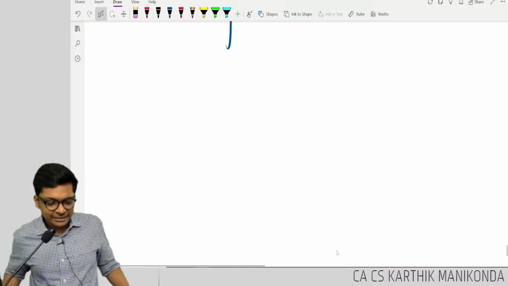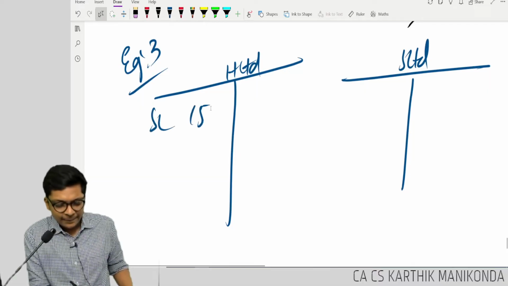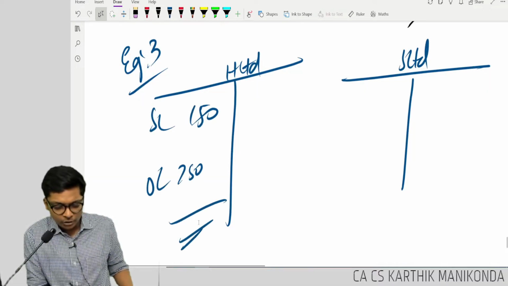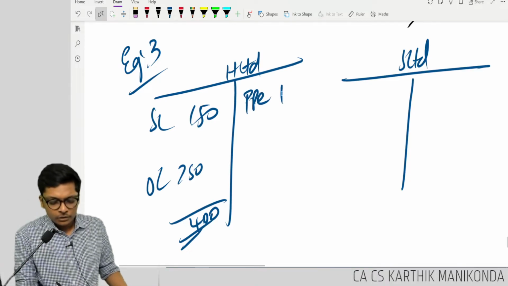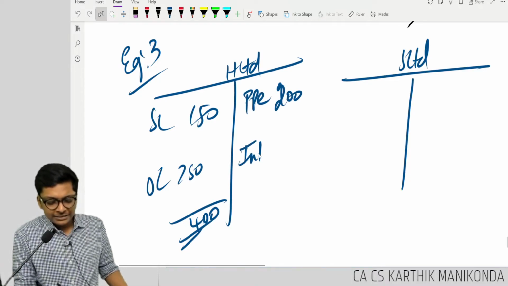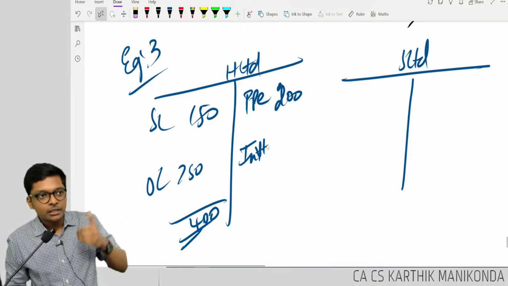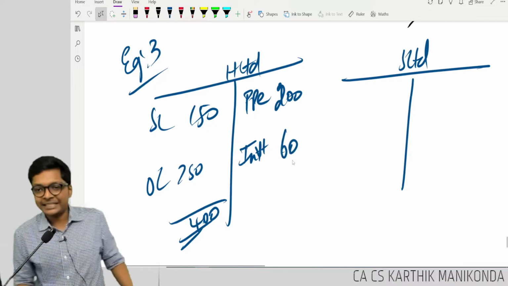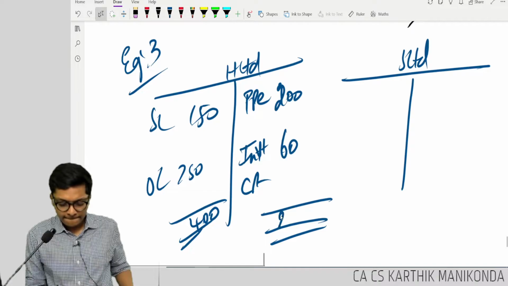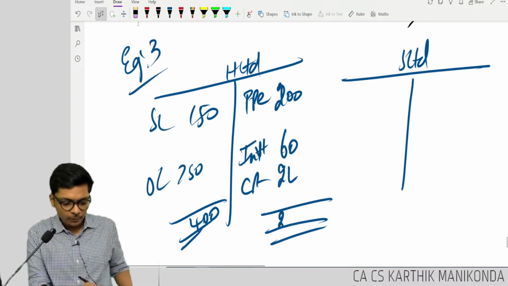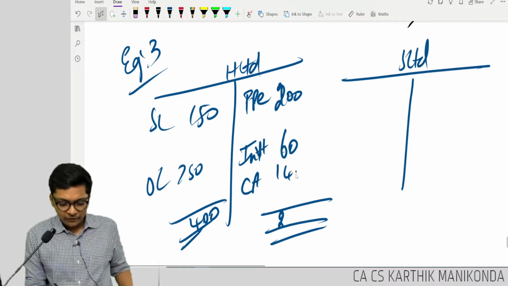Let me do the last example, example 3. This you will do. Quickly give me the values, guys. Share capital 150, other liabilities 250, total is 400. PP 200. This time investments, last time we saw above 80, this time we will see below 80, 60. Therefore, current assets will be how much, guys? 140. Current assets will be 140. Total is 400.